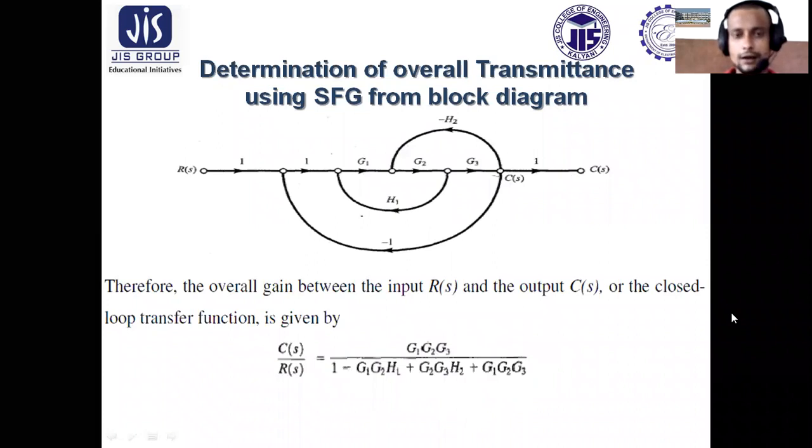So in today's class, we discussed how to get the overall transfer function or transmittance using Mason's gain formula if a system is represented by a block diagram. From a block diagram, we need to follow two steps. First step is to convert the block diagram into the corresponding SFG. Once SFG is obtained, apply Mason's gain formula to get the overall transfer function or transmittance. So this is it for the SFG part.